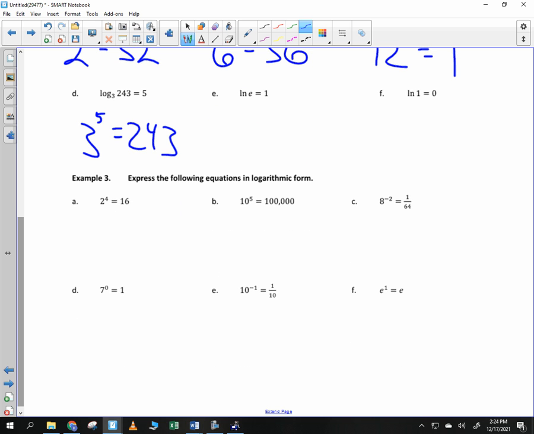Let's look at letter A down here. Now it says express these in logarithmic form. So log, what's the base? The base is 2. Now, sometimes people get confused what to put here. The exponent always goes here. Yep, so the log base 2 of 16 is equal to 4. Logarithms solved for exponents.